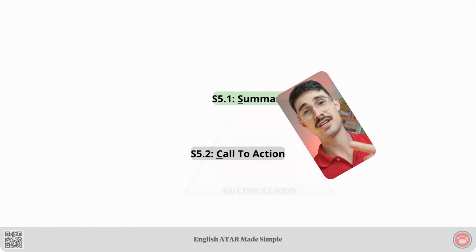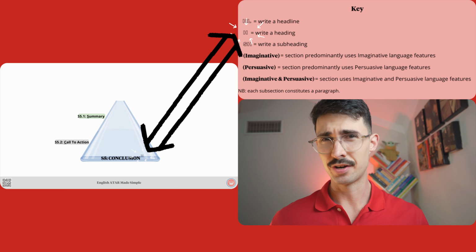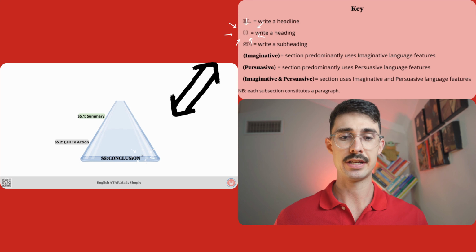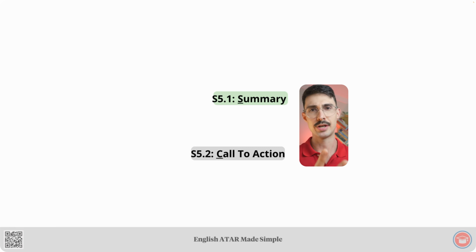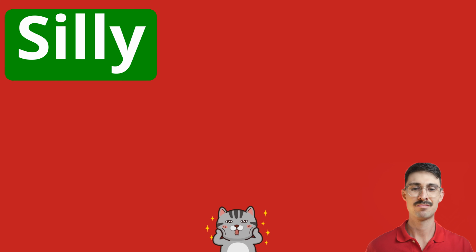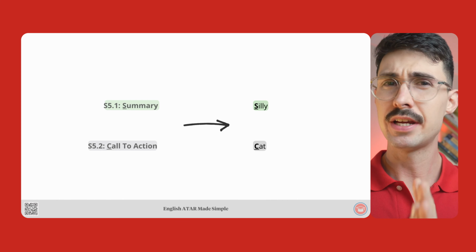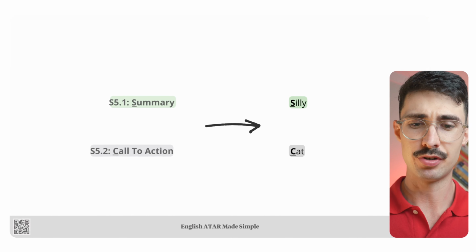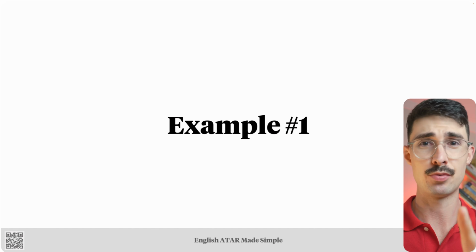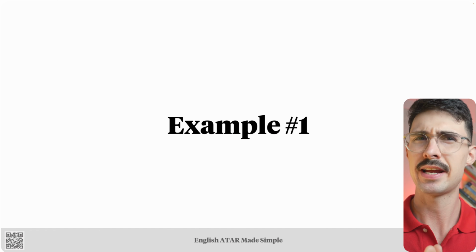Nice and easy, just the 2 elements. Oh, and don't forget that you write a heading for the conclusion section. So 2 elements, summary, call to action, but we just like to use silly cat. Recap of the conclusion finished. Let's move on to our analysis of example 1, starting with a few recaps to get us there.